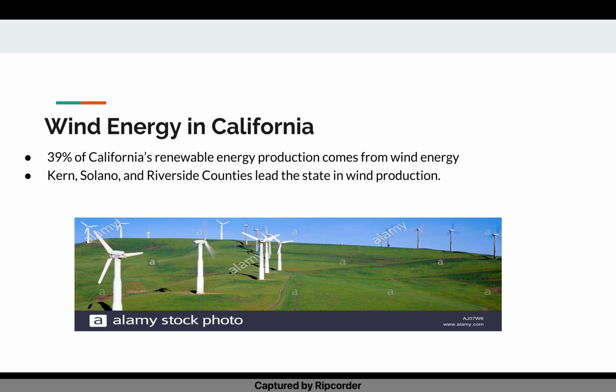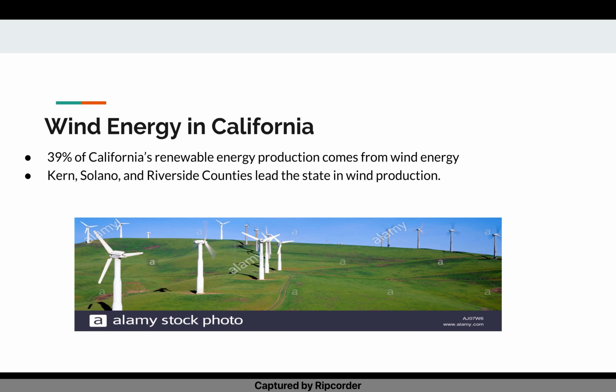So, wind energy in California. Wind energy plays a big role in California's electricity portfolio and in meeting the state's renewable portfolio standard, RPS, which requires electric utilities to source 50% of retail sales from renewable sources by 2030. As of 2016, wind energy accounted for about 39% of California's renewable energy production for the RPS. Wind energy projects total about 5,644 megawatts of capacity in California at the end of 2016, which powered about 2 million households in California.